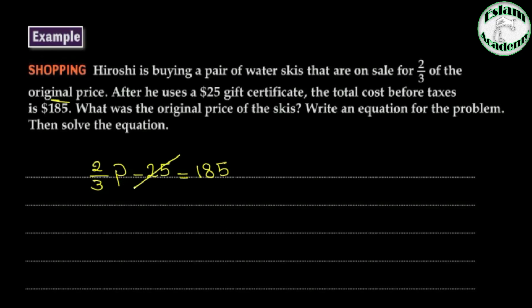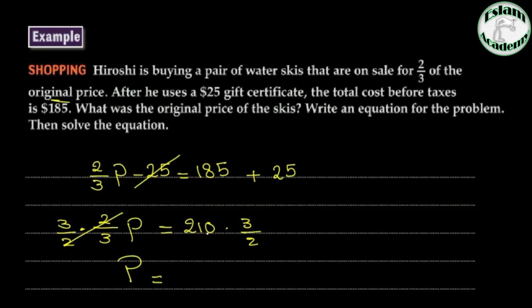We start with subtracting, so we use the inverse operation, which is addition. By adding 25, we get 2/3 P equals 185 plus 25, which equals 210. Now to solve, we use the multiplicative inverse, 3/2 times 3/2. So we cancel, and P equals 210 divided by 2, which is 105. 105 times 3 equals 315. So the original price was $315.